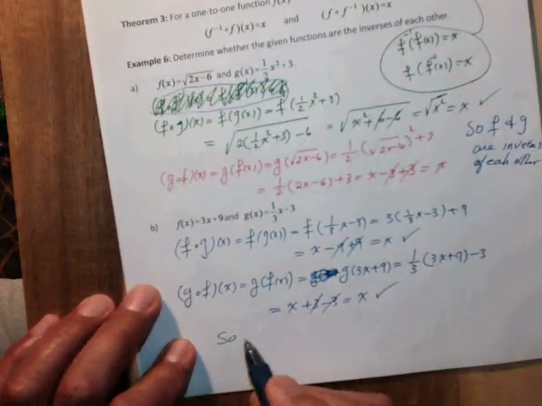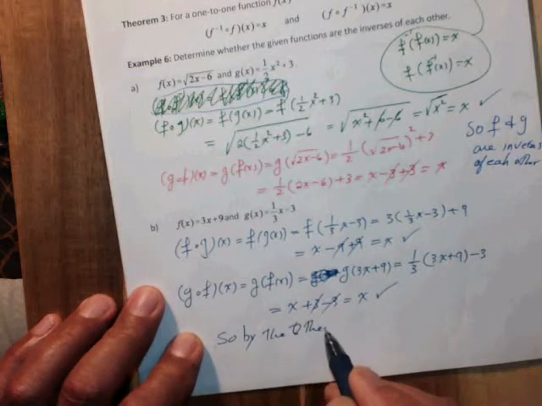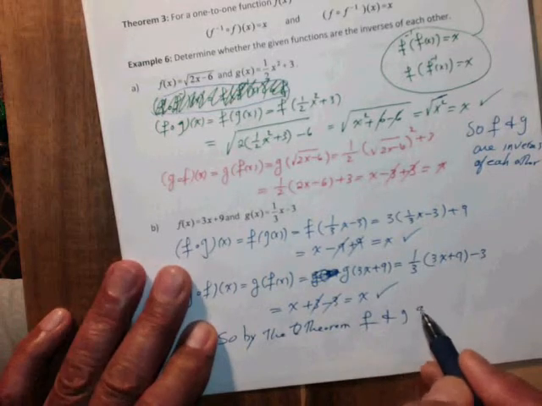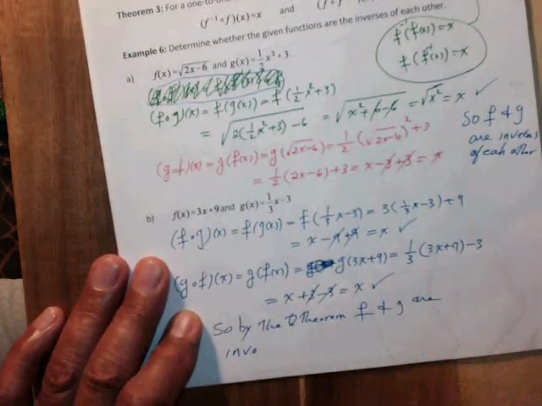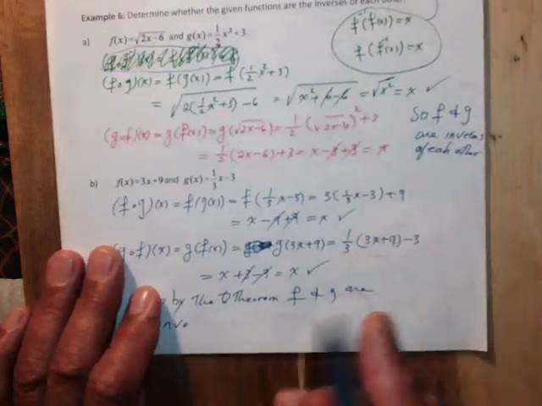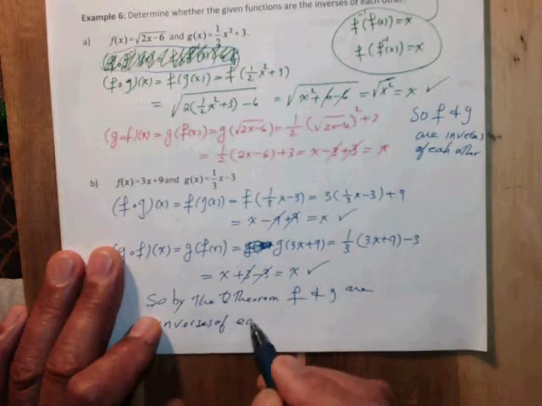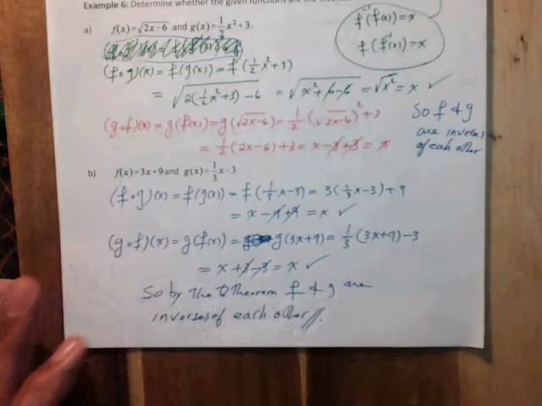So by the theorem, f and G are inverses of each other. Okay?